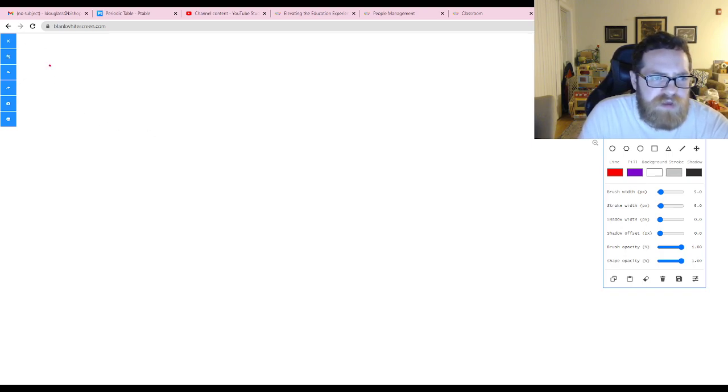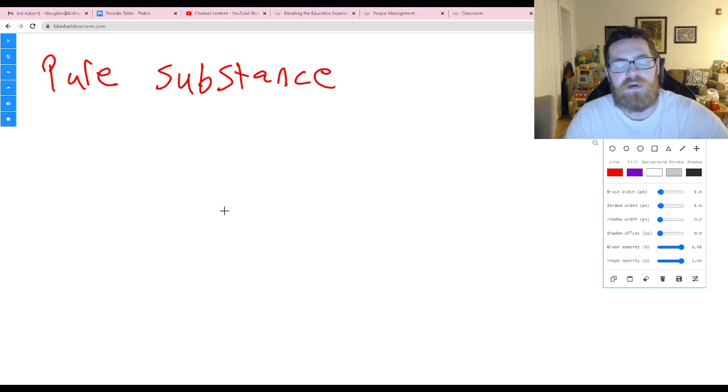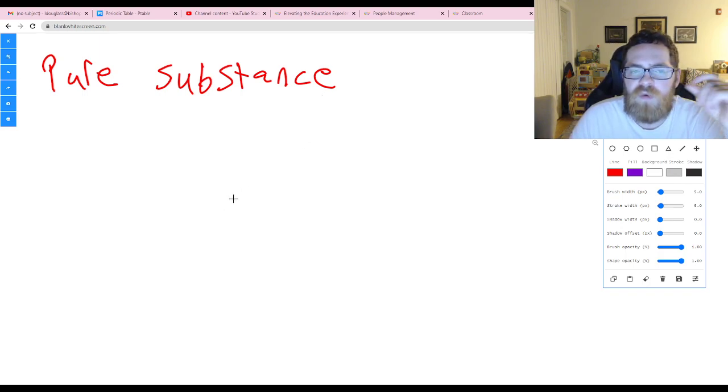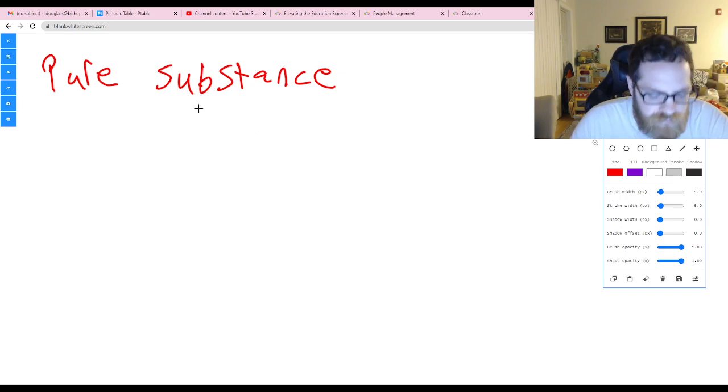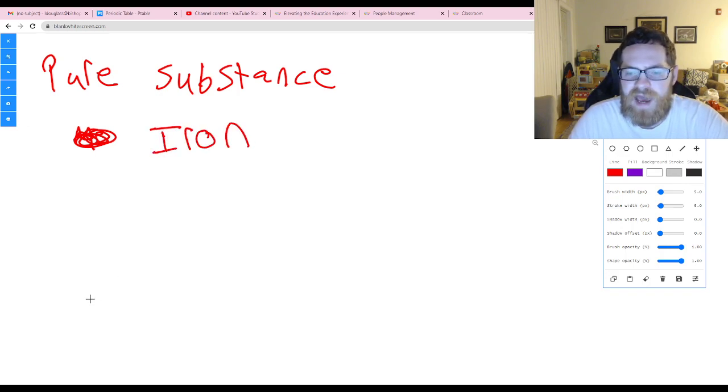Right, let's start off again by talking about pure substances and some examples of this. This is anything that is not made up of more than one thing. So, one example of this would be, really, any element. Something like iron, right? That is a pure substance.